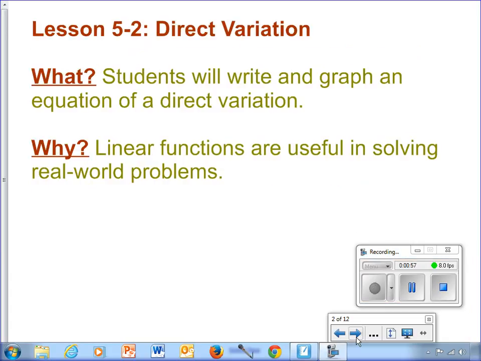All right, beginning lesson 5-2 entitled Direct Variation, our objective today is that students will write and graph an equation of a direct variation. And our reason for studying linear functions in this chapter, of which direct variation is a linear function, these are very useful in solving real-world problems.